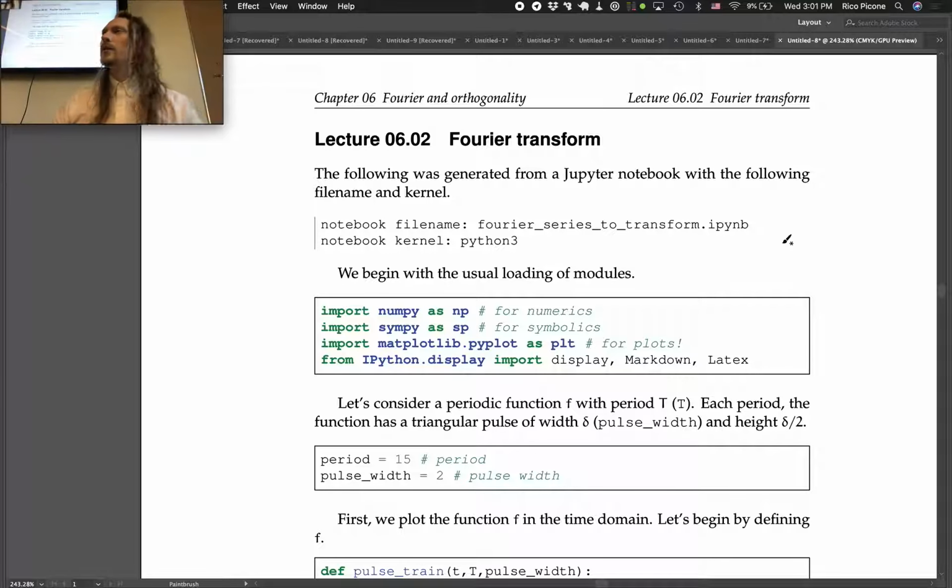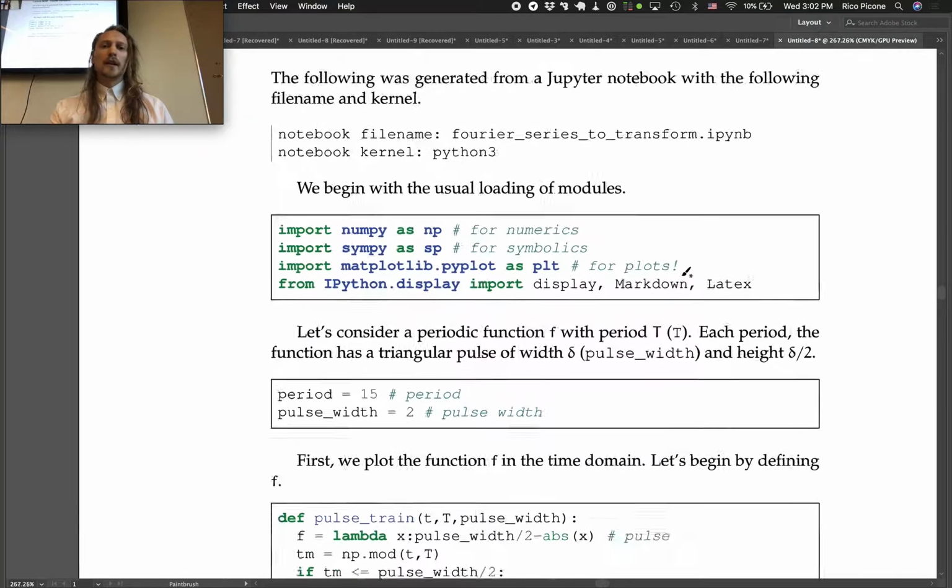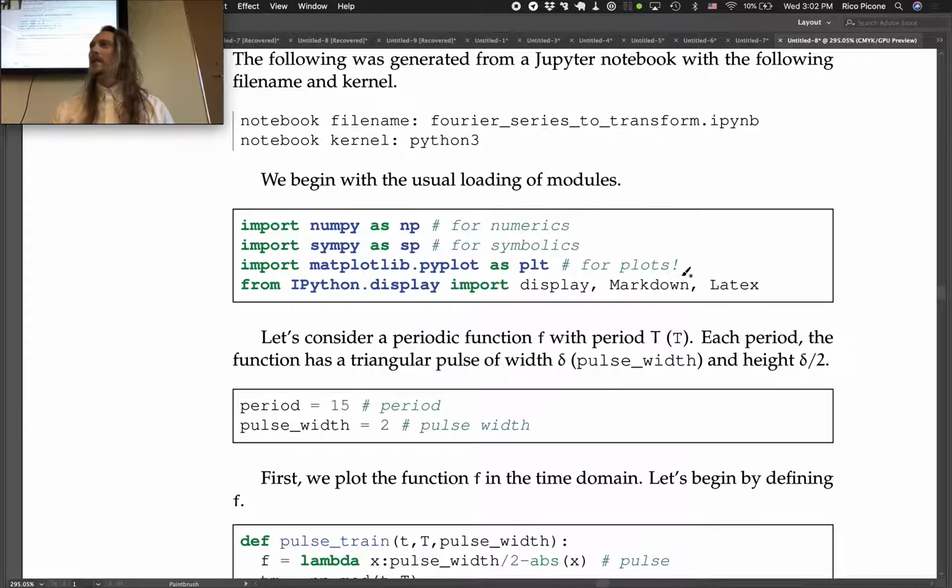Lecture 6.2, the Fourier transform. So the following was generated from a Jupyter notebook, so this is the one. I don't think I have posted it yet, but I'll try to post it so that you guys can see the source if you like. We begin with the usual loading of modules.